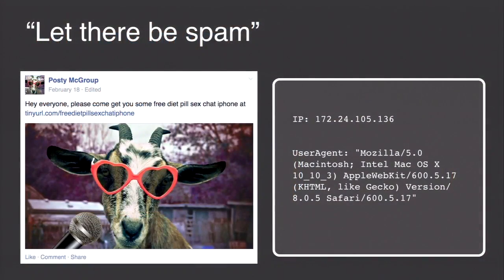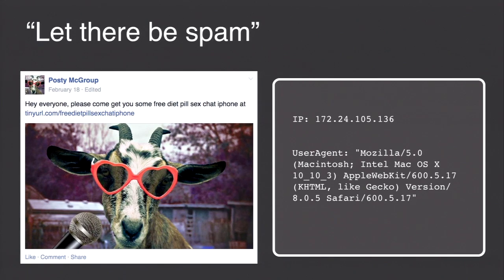This is an example spam post, or an artist's depiction, representation of spam, if you will. Some account has posted some text. Please come get you some free diet pill sex chat iPhone, and a URL you can go to in order to get that. There might be an enticing photo to convince people to click. And this request came in from some machine somewhere in the world and from somewhere on the internet. When you're doing event-based processing, this is the single event that you have to decide on: is this good? Is this bad? But it's probably part of a larger spam campaign, and we don't necessarily even know what the root cause of this is.